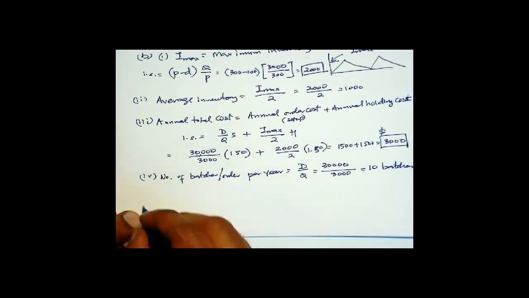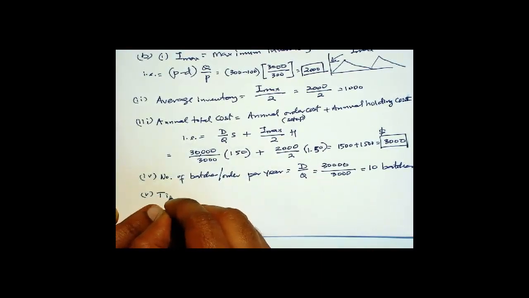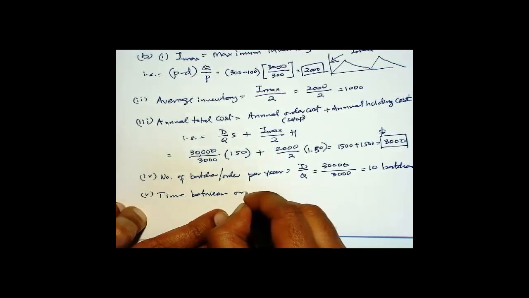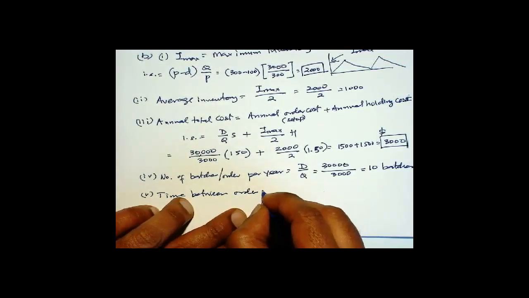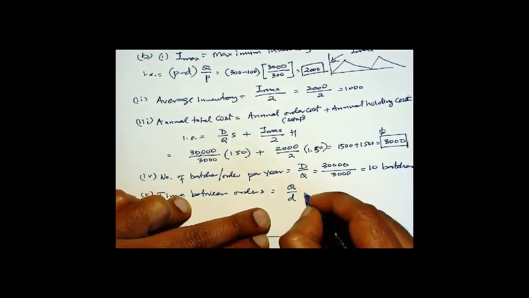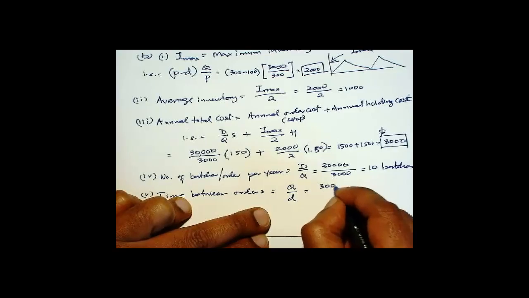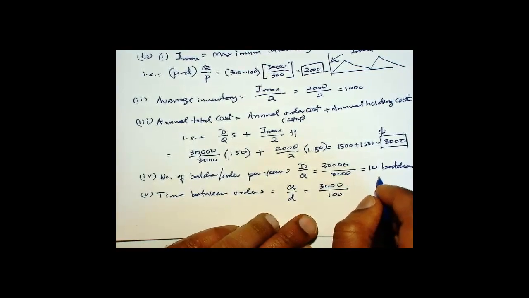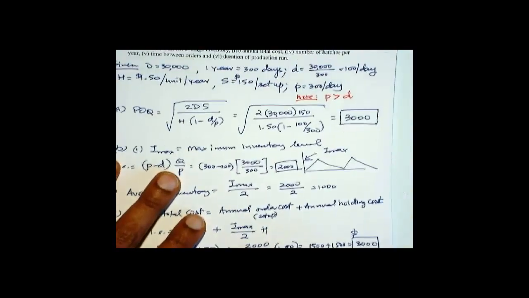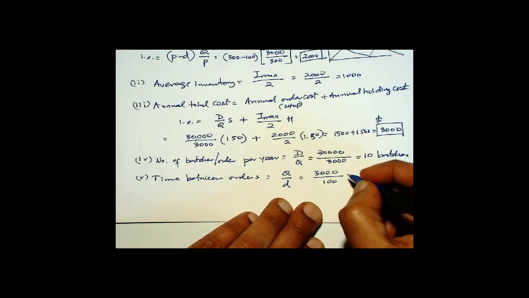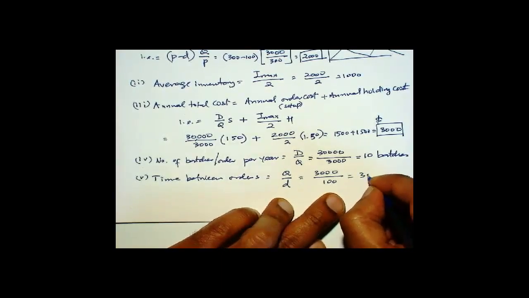The next one is time between orders. Time between orders is Q over D, so that will give you 3,000 divided by 100. Okay, we calculated D to be 100, so that will give us 30 days.